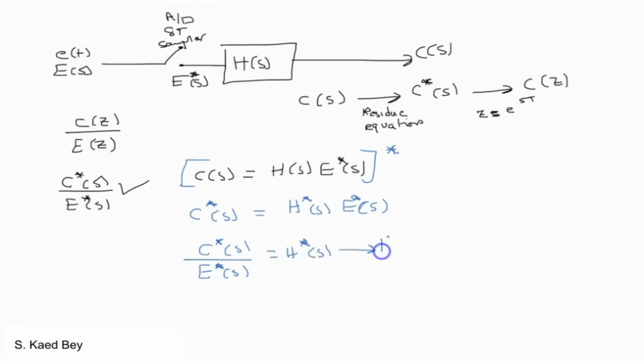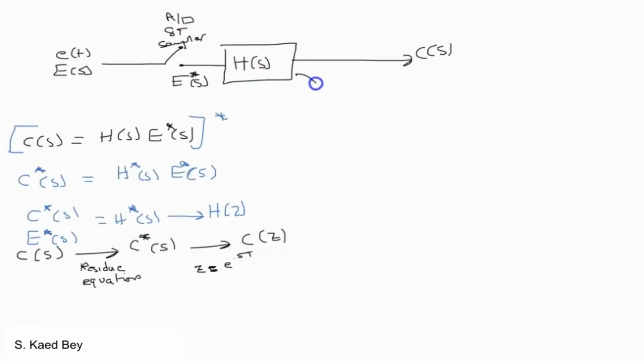Then we can get H in the Z domain once we do the substitution. Remember that the H of S is a continuous time domain and the input is discrete. Therefore, inside H of S, it should include the zero order hold. So H of S in fact looks like this. That's the zero order hold transfer function, which is included inside H of S, so that we can go from a discrete format to a continuous time format.